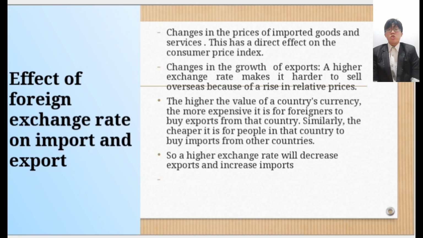This will allow Malaysians to buy foreign cars that used to be expensive. The effect of foreign exchange rate on export is it will change the growth of exporters. A higher exchange rate makes it harder to sell overseas because of a rise in relative price. If exports slow down, the exporter may choose to cut their price, reduce output, or cut back employment level.